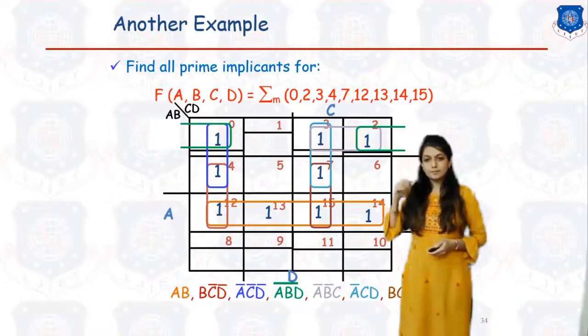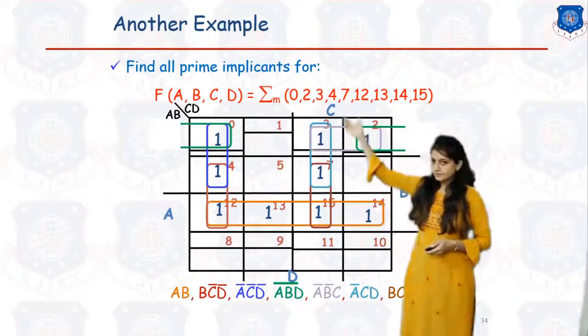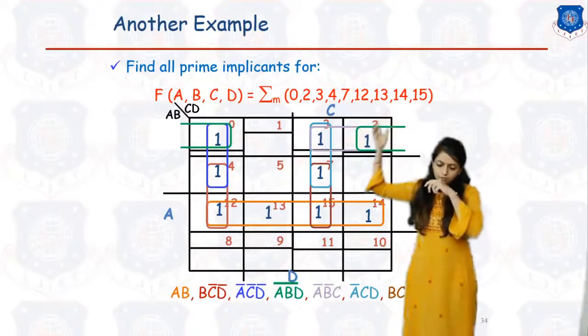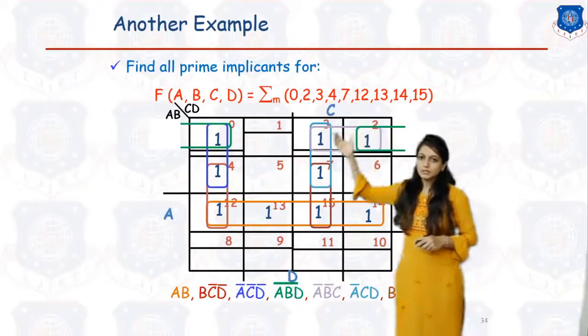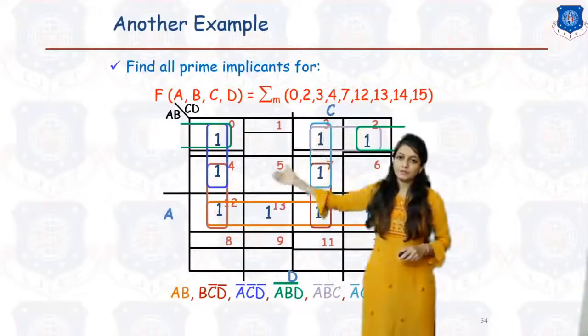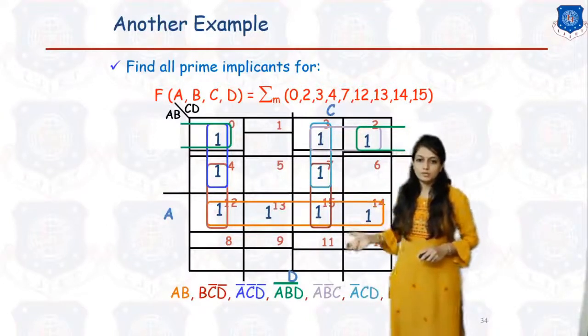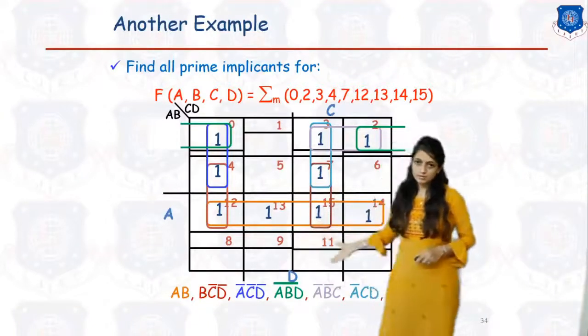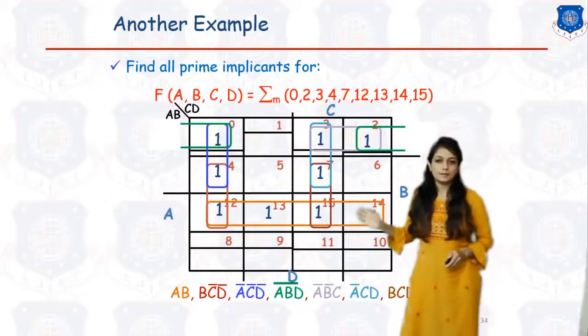Let's take another example. Function A, B, C, D is given. Place a 1 for the corresponding position and make a group of 1s. You will get the below answers. Okay, the method is the same.